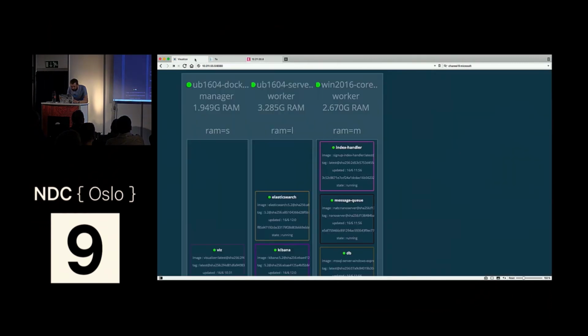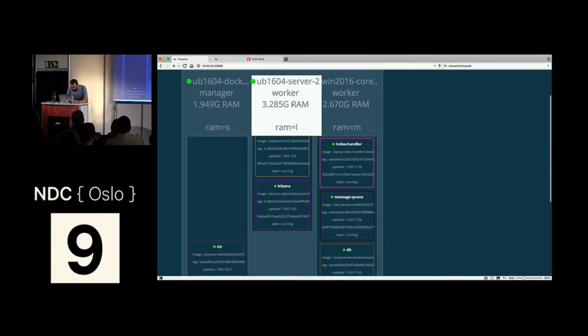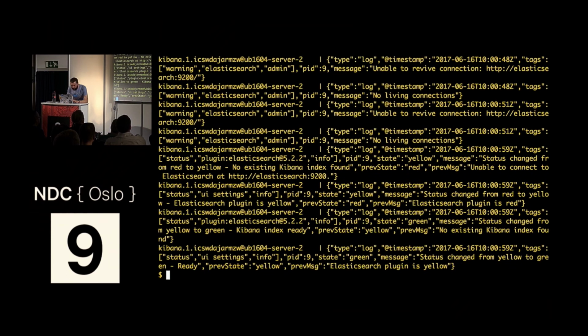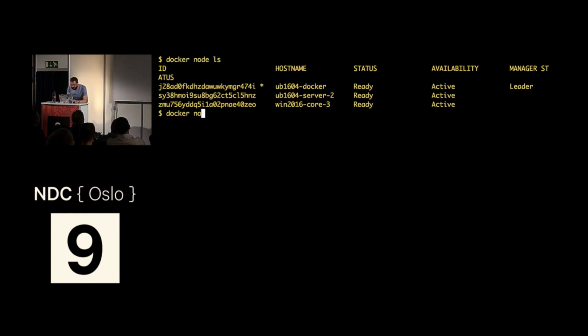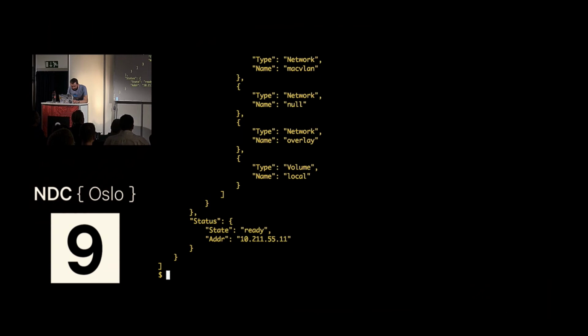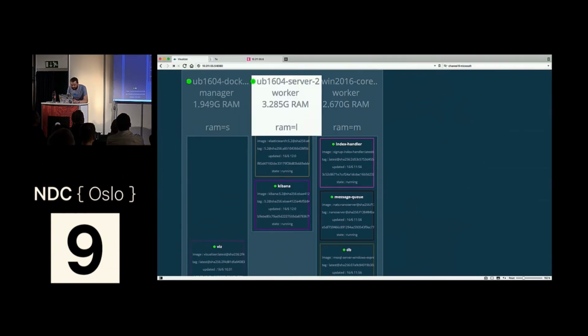So back to my visualizer, that will tell me I should be on node 2 for Kibana. And again, I can just do a list of my nodes and inspect the Kibana node, which is SY38. And that's the address of the node where Kibana is running. So I should be able to point to that and get exactly the same experience.